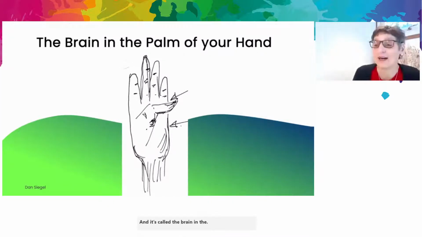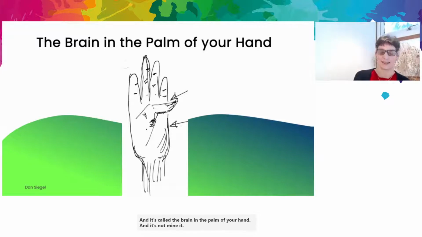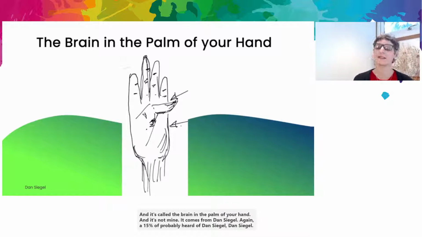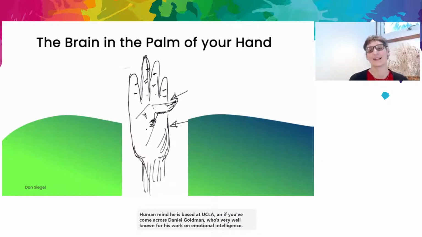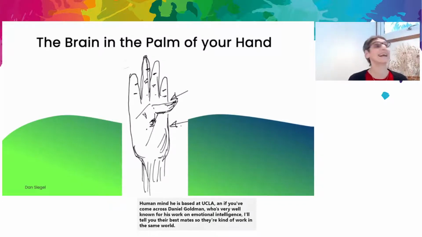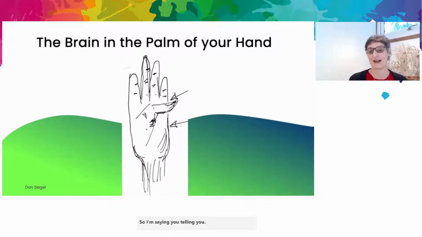And it's not mine, it comes from Dan Siegel. Again, 15% have probably heard of Dan Siegel. Dan Siegel was one of the first people to come up with the definition of the human mind. He is based at UCLA, and if you've come across Daniel Goleman, who's very well known for his work on emotional intelligence, I'll tell you they're best mates. So they kind of work in the same world. So I'm telling you, it's a very credible model, even if it's quite simple.